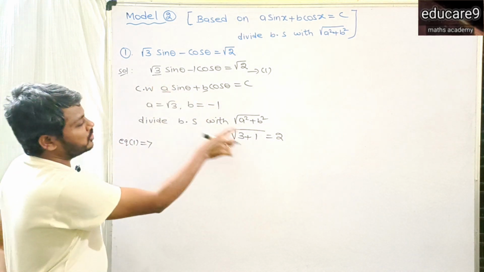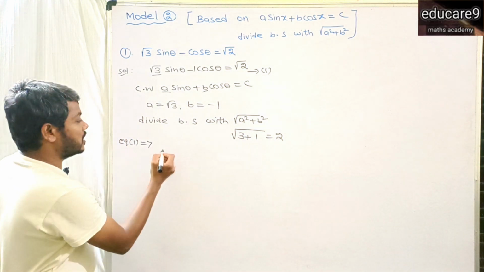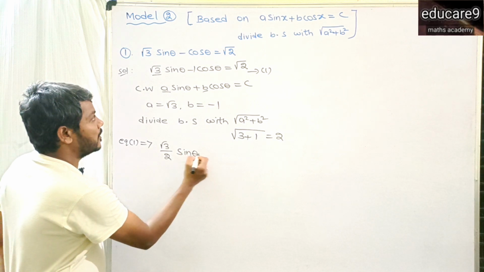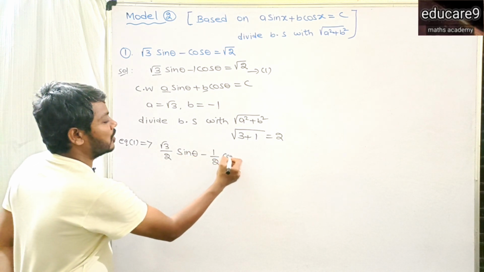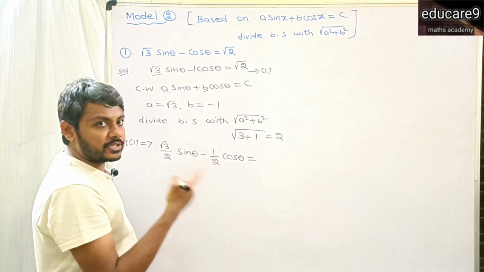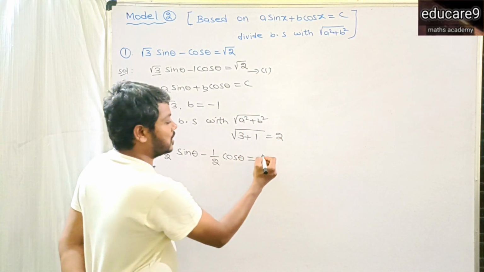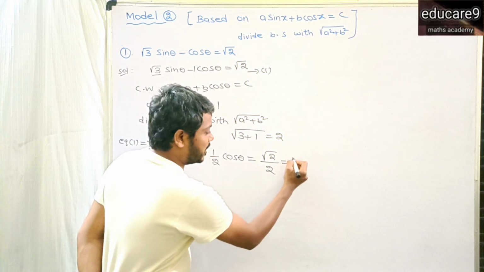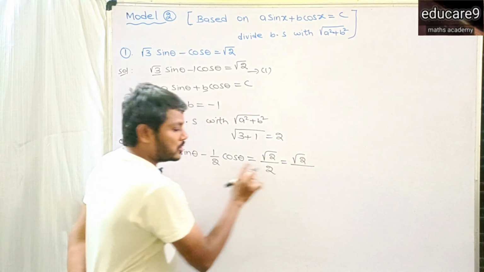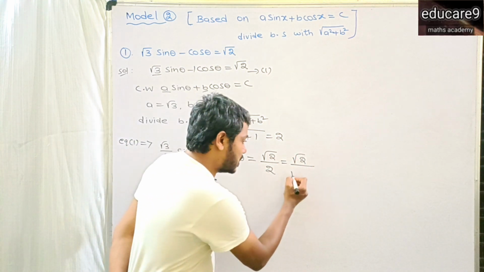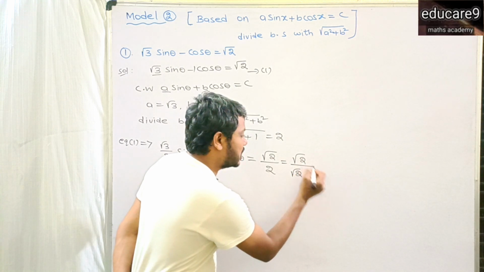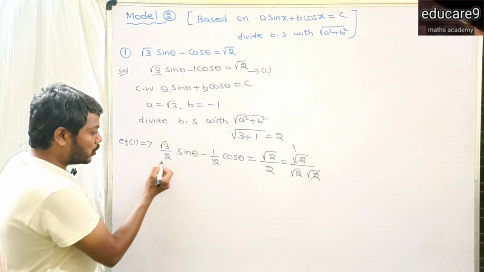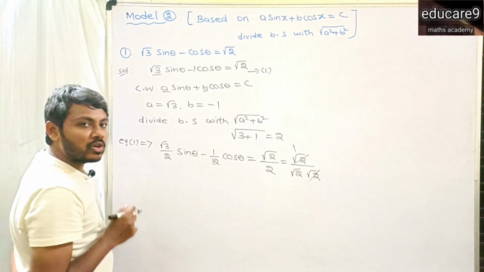Implies, here we should divide both sides with 2. That is root 3 by 2 sin theta minus 1 by 2 cos theta. On the RHS also, you should divide with 2. That is root 2 divided by 2, which can be written as root 2 by, we can write 2 as root 2 into root 2, so one of the root 2 cancels. Now, root 3 by 2 sin theta minus 1 by 2 cos theta.